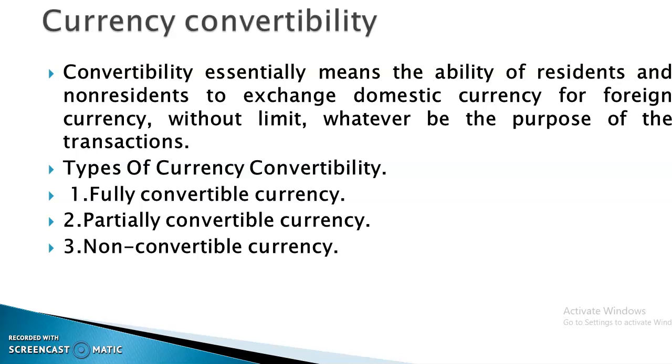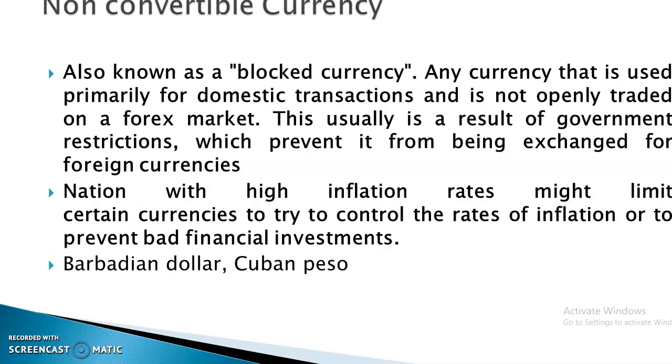So based on currency convertibility, there are three types of currencies. One is known as fully convertible currency, with no restrictions on buying and selling of the currencies traded in the market. And second one is partially convertible currency. There are certain restrictions on buying and selling of the currencies on certain accounts and transactions. And third one is non-convertible currency. Restrictions on buying and selling of the currencies traded in the forex market. That is known as blocked currency or non-convertible currency.